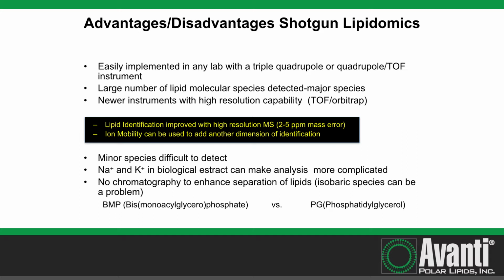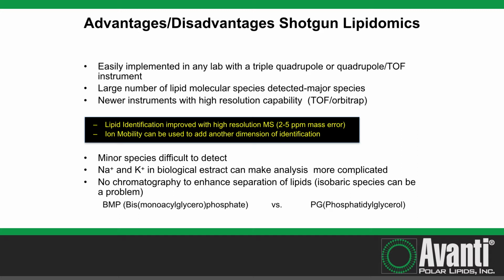The other problem is often biological extracts have sodium and potassium in the extract, and that makes the analysis much more complicated because it adds additional ions, and that can confuse one if you don't consider that these salts may be present. Now, no chromatography is present to enhance the separation of lipids, so you really have to use the observed mass to identify that lipid. And so therefore, isobaric lipids can be a real problem.